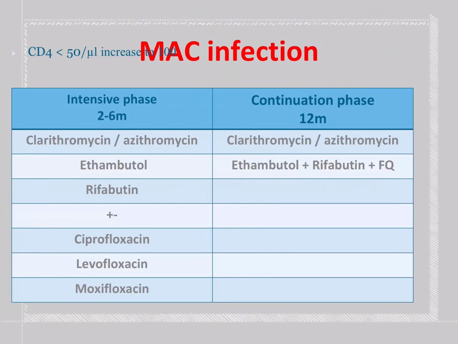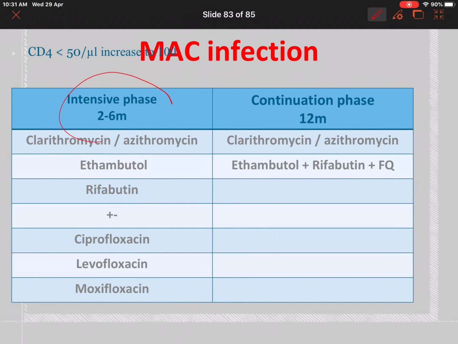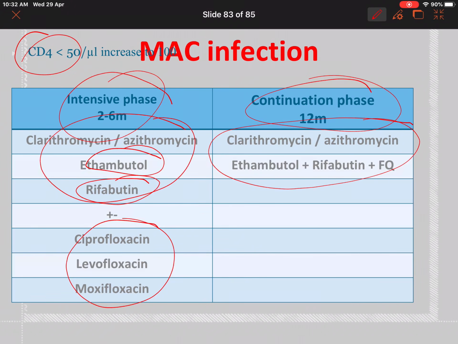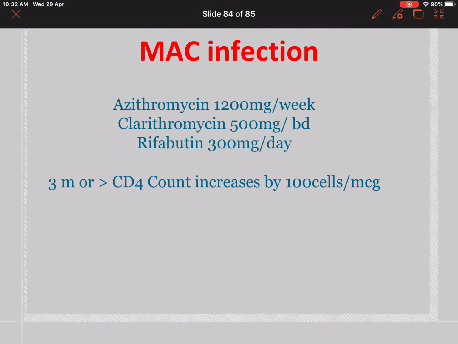For Mycobacterium avium complex infection, we have an intensive phase and a continuation phase treatment. In the intensive phase, we use clarithromycin or azithromycin, ethambutol, rifabutin, plus or minus a fluoroquinolone like levofloxacin. That is for 2 to 6 months. The 2 to 6 months is decided based on the CD4 counts. For the continuation phase, we can use clarithromycin or azithromycin along with ethambutol, rifabutin plus a fluoroquinolone for 12 months.